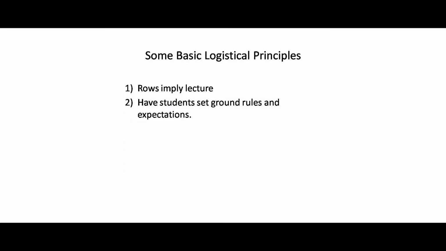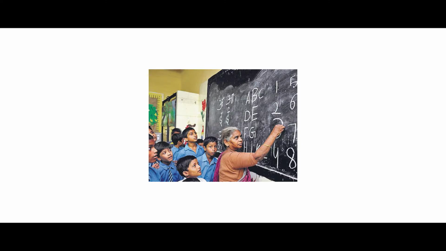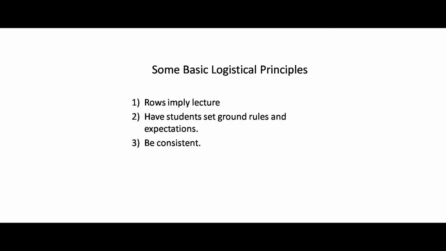Second one, have students set ground rules and expectations. Work with students to establish some basic expectations, what they can expect from you and what you can expect from them. Use learning contracts, ground rules lists, and other tools to include students in the setting and enforcing of individual and group norms. Third one, be consistent.